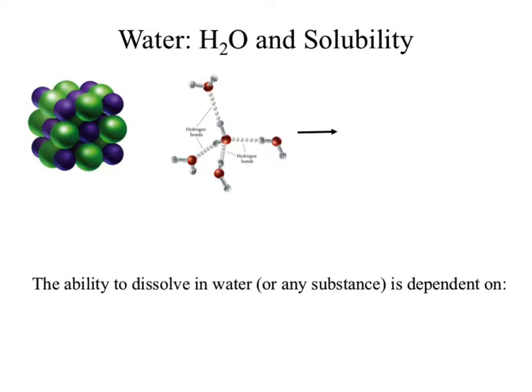So let's take a look. We're going to talk about water and solubility. We're going to talk a little bit more about water and its ability to dissolve things later. But first we'll address a special notation with it. When we look at water, it's composed of the oxygen, and then we have two hydrogens. And it's in that bent shape.